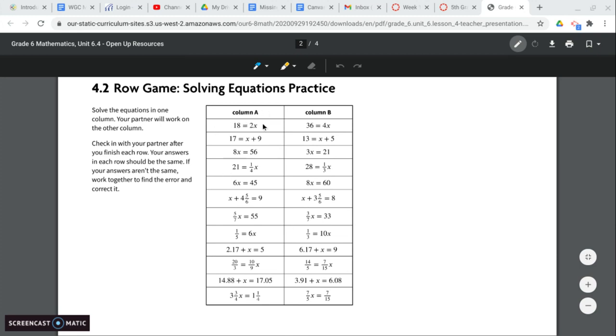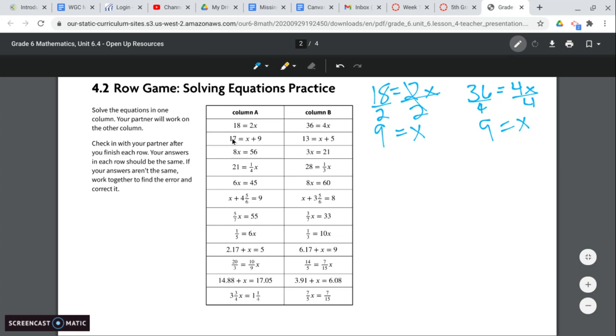So for the first row, we have 18 equals 2x, and we have 36 equals 4x. So in each case, we have a number attached to our variable. So we're going to divide to get the variable by itself. When we divide, it cancels out the original because we do it to both sides. So 18 divided by 2 is 9, and 36 divided by 4 is also 9. So both answers for the first row are 9.